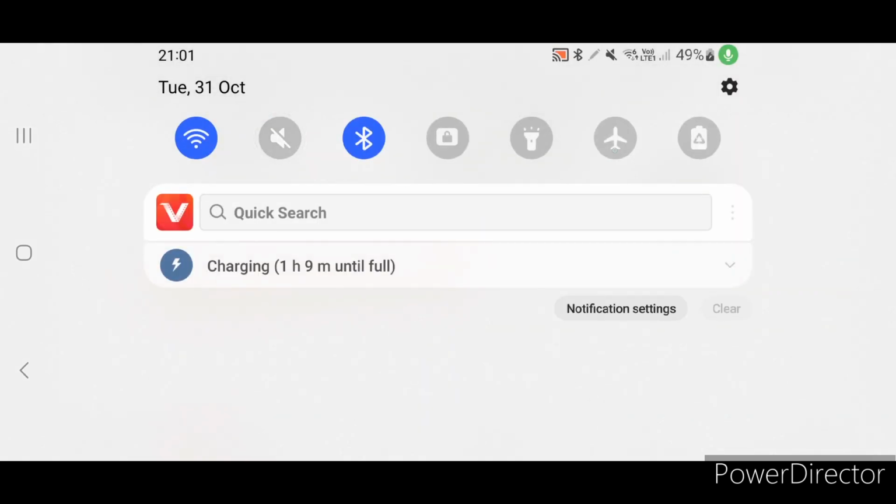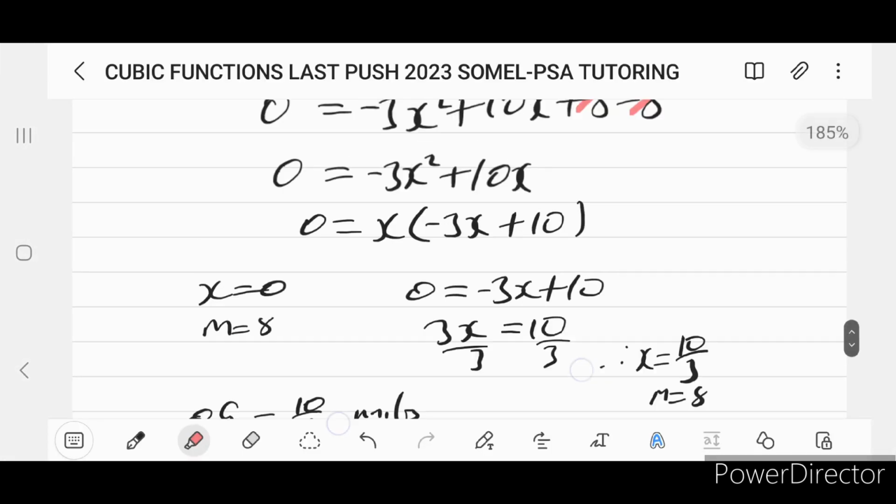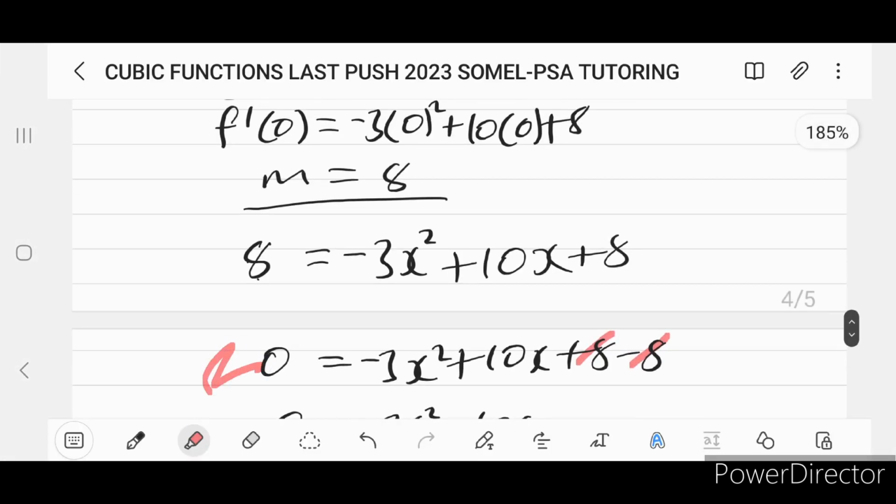Let's do this and this. Okay, yeah, it's no longer doing those things.